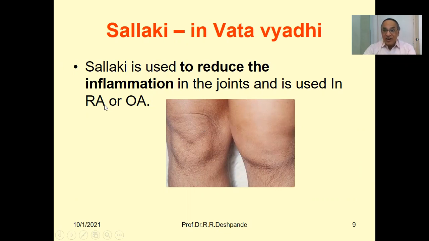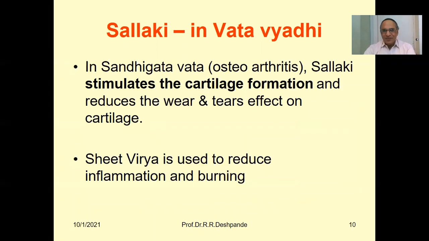Shallaki is used to reduce the inflammation of the joint, and it is used in RA, rheumatoid arthritis, middle age arthritis, autoimmune arthritis, and OA, osteoarthritis, degenerative, after 40, after 50, backache, low back pain, knee joint pain, osteoarthritis. Shallaki is used in Vata vyadhi, musculoskeletal problems and neurological problems.